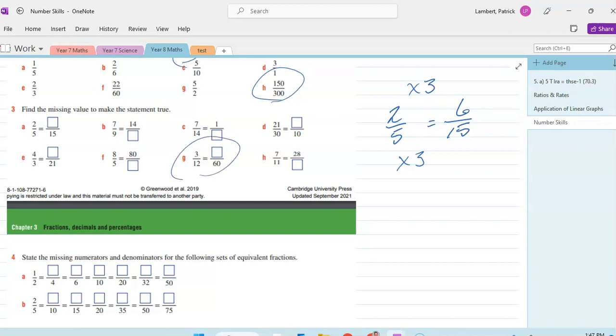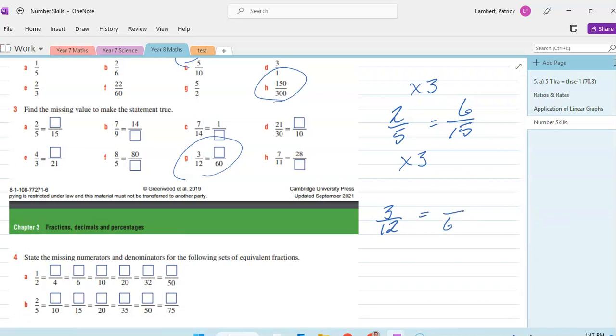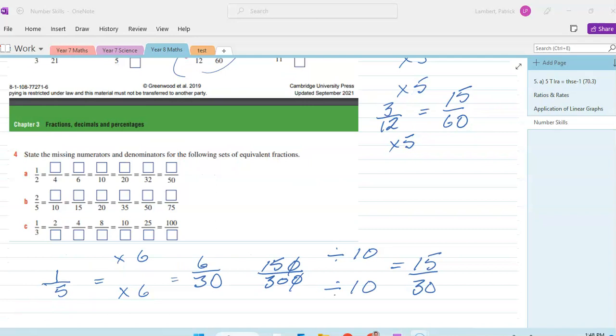If we look at this one here, 3 over 12, equals something over 60. I multiplied this by 5. So therefore, I've got to multiply this by 5. 5 times 12 is 60. This is 15. Okay, 5 goes into that 3 times, goes into that 12 times. So they're equivalent fractions. Looking at question 4, state the missing numerators and denominators.